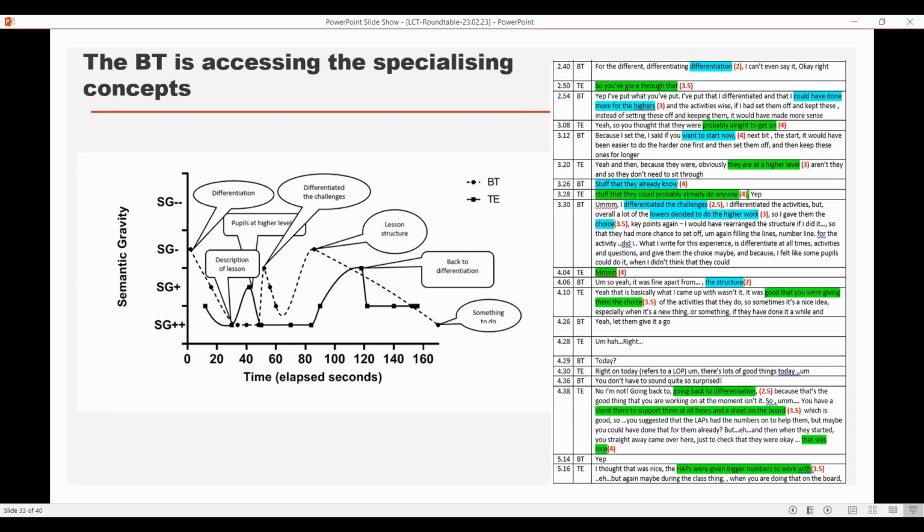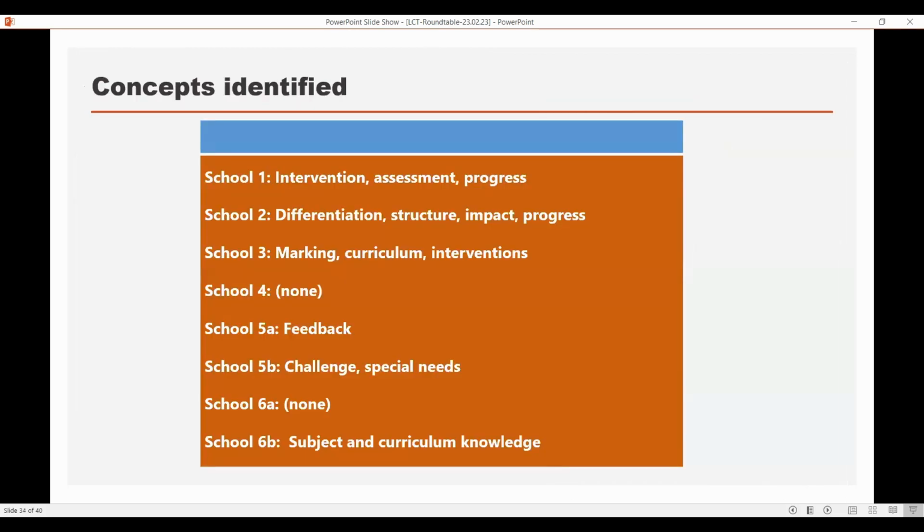Sorry, apologies. Just before I move on, this is an example of one where the beginning teacher and teacher educator were more iterative, were accessing some of the specialising concepts more. So talking about differentiation, talking about enabling children to access the same lesson differently. They talked about differentiation, then talked about specific examples from the classroom, then took that back up to differentiation, thought about lesson structure, thought about ability grouping, and then came back to the context. So what I found in the data sets was a variation of ways that the knowledge was presented.